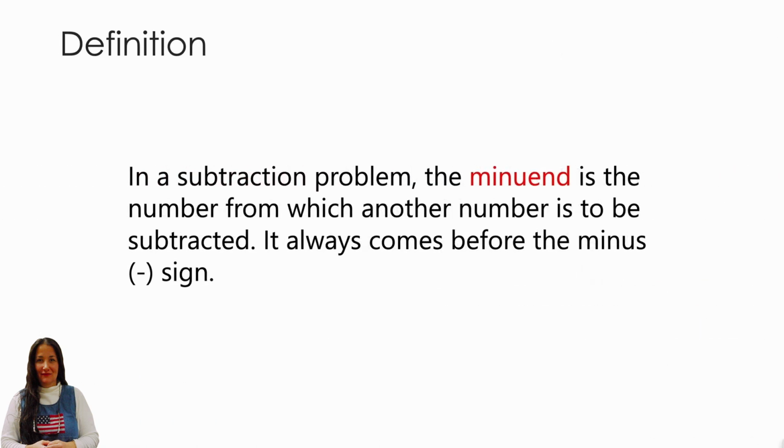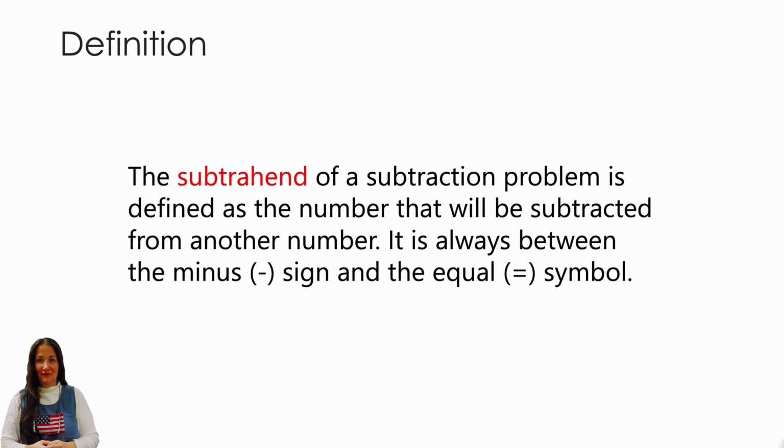Definition: in a subtraction problem, the minuend is the number from which another number is to be subtracted. It always comes before the minus sign. The subtrahend of the subtraction problem is defined as the number that will be subtracted from another number. It is always between the minus sign and the equal symbol.